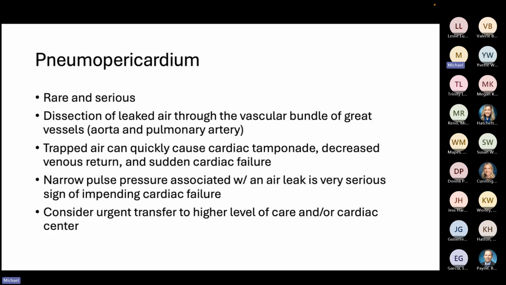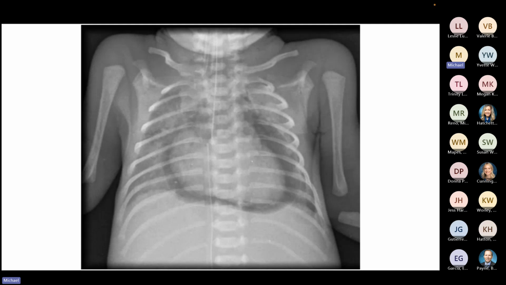Symptomatically, you get a narrow pulse pressure with an air leak. And in all cases of pneumopericardium, you need to consider urgent transfer to a higher level of care, in particular a cardiac center. Picture of pneumopericardium. Thankfully, I've only seen this once in my career, and it was after cardiac surgery for a baby with congenital heart disease.